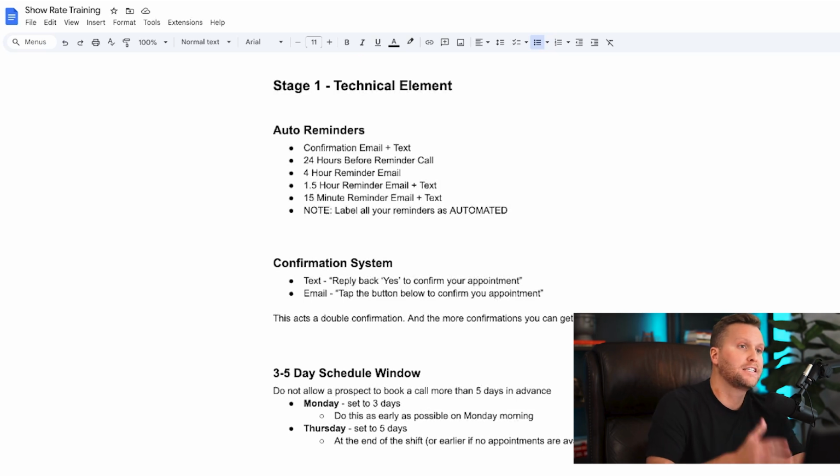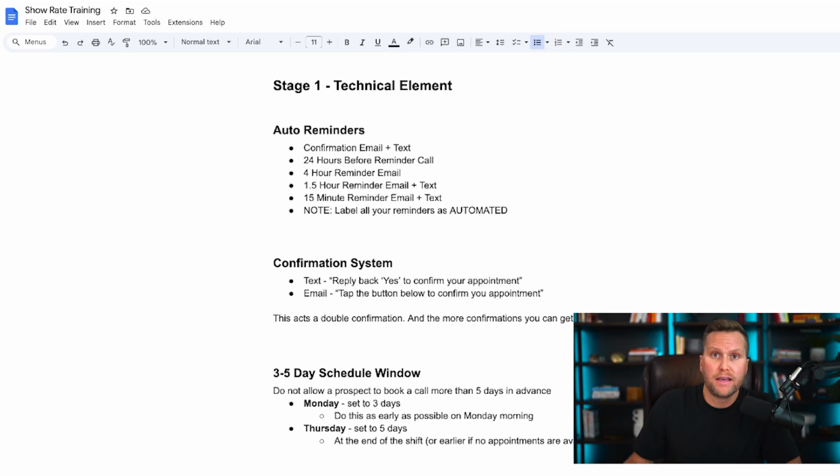Then on Thursday, you're going to set the date window now to 5 days, because Friday is going to count as a day, Saturday, Sunday, Monday, Tuesday. So then it's going to wrap and you're going to have Monday and Tuesday appointment spots open up.